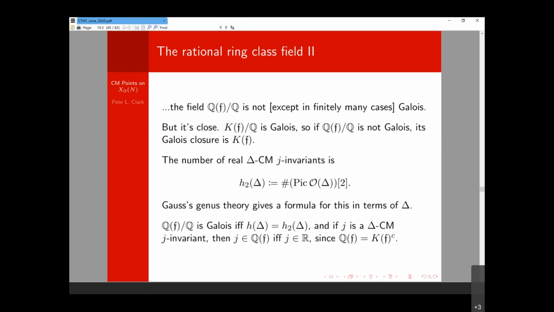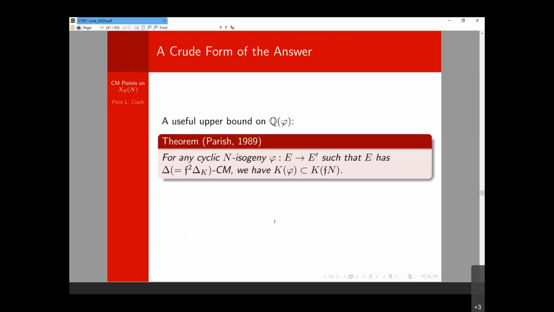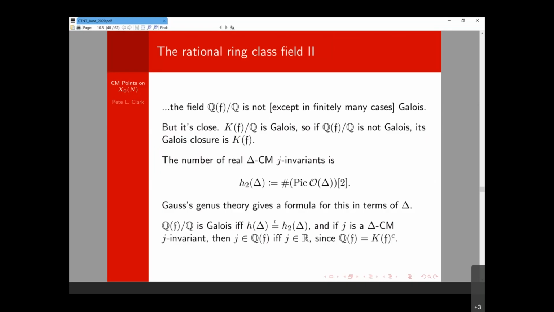Okay, so this means, first of all, that the rational ring class field is Galois if and only if the class group is two torsion, which by a result of Heilbronn is the case for only finitely many delta. Moreover, if you have a delta CM j-invariant, when does it lie inside the field generated by my favorite delta CM j-invariant? Well, it lies in that field if and only if the second j-invariant is also a real number, which follows easily from what I just said. But let me move on for time. So this is basically just doing the Galois theory of the j-invariants.